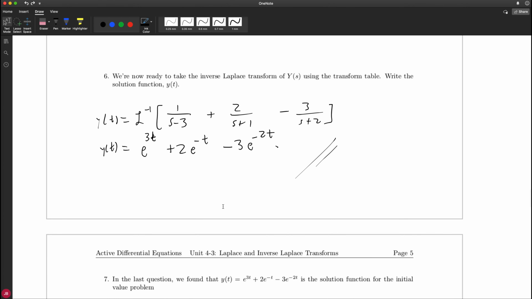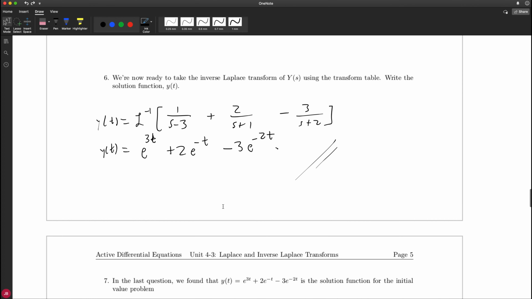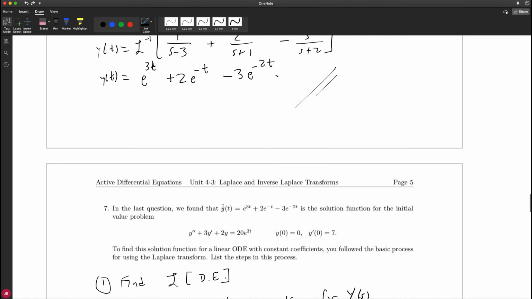And I encourage you to check this against finding a characteristic polynomial, and then finding the complementary solution, and then taking a guess what the particular solution has to look like and using the method of undetermined coefficients. We learned all of that in Unit 3. I encourage you to give that a shot and see that you get the same thing.